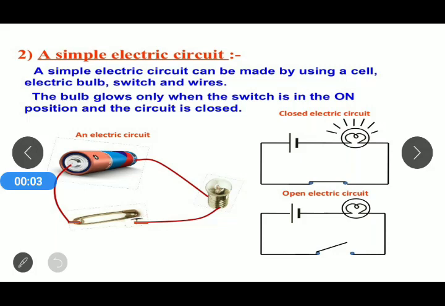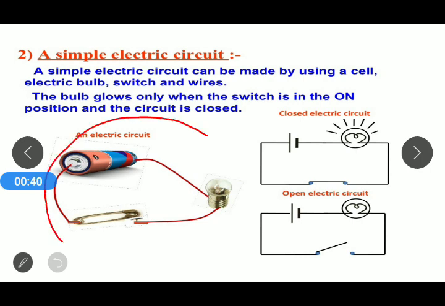Dear students, in previous videos we have learned different types of electrical symbols of different electrical components. With the help of those electrical symbols, we have made the different electrical symbols of different electrical components. As you can see in this slide also, we have got an electrical circuit.